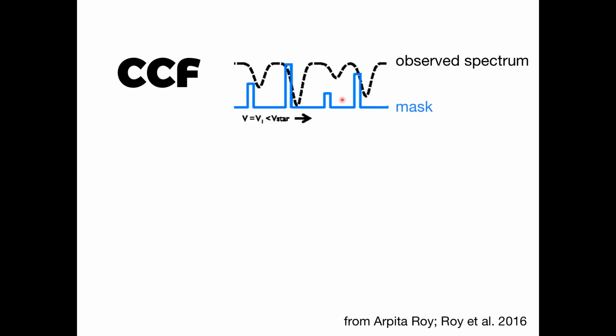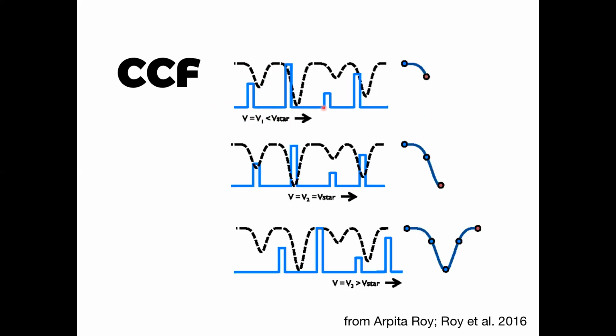And you Doppler shift your mask at a certain velocity, say v equals v1, which is at the moment smaller than the velocity of the star, or redward of the speed of the star. And you obtain one point in your cross correlation function over here. So this is one value, right? And then you Doppler shift the mask yet again. This time, say you hit the correct answer at the speed of the star, and then you get a minimum in your cross correlation function, and you continue to shift your mask. You construct this cross correlation function, which is a function versus the radial velocity.